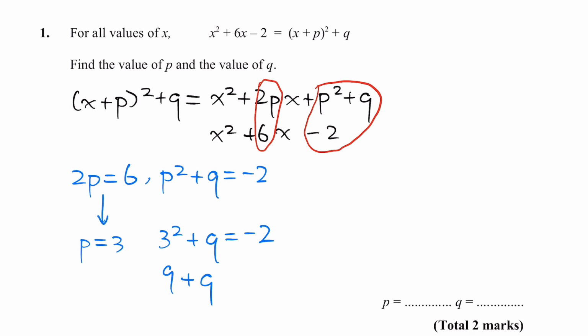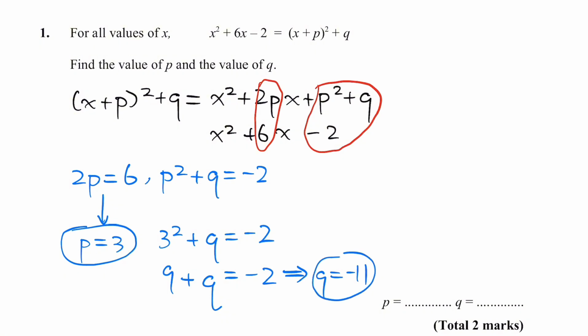So 9 plus q. All right, these are starting to get a bit tricky to differentiate, so I'm going to do q with a tail on top. So 9 plus q is equal to negative 2. So therefore, q is equal to negative 11. And yeah, we have got p and q. So p is equal to 3 and q is equal to negative 11.